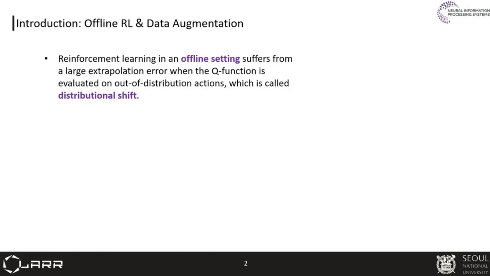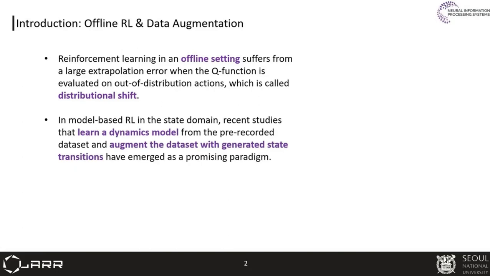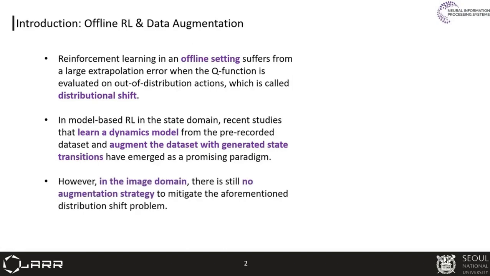However, it still struggles to generalize beyond the given offline dataset, which is called distributional shift. To alleviate it, model-based algorithms in the state domain, which learn a dynamics model and augment the dataset with generated state transitions, have emerged as a promising paradigm. However, when it comes to the image domain, there is still no augmentation strategy to mitigate the aforementioned distributional shift.